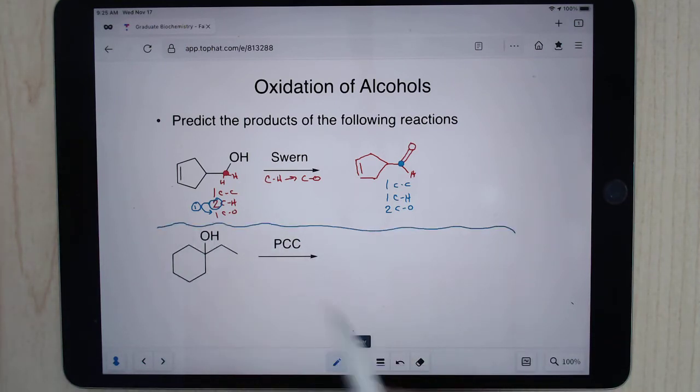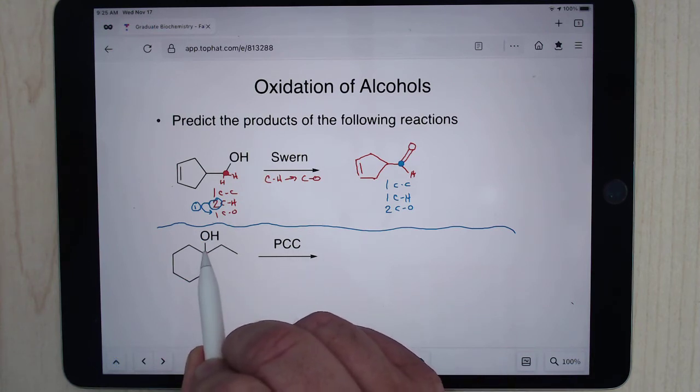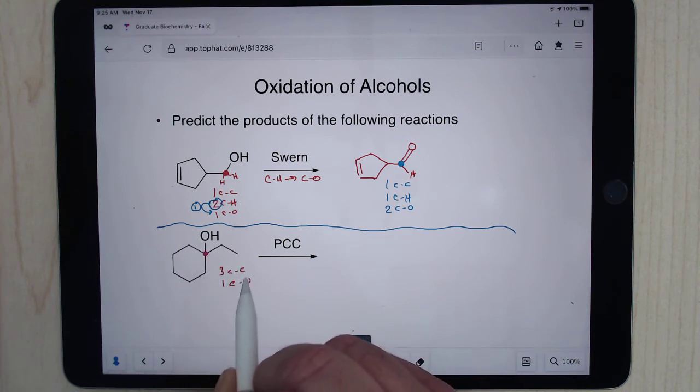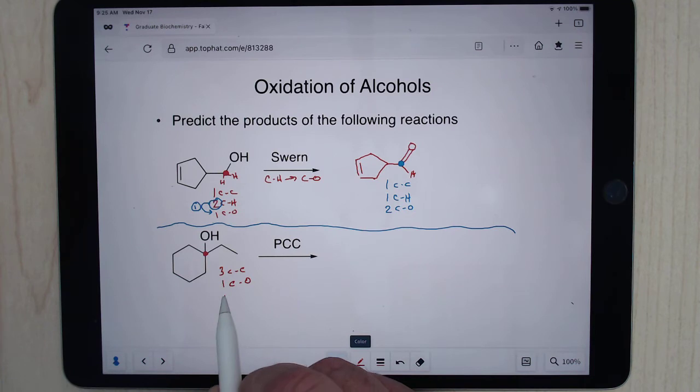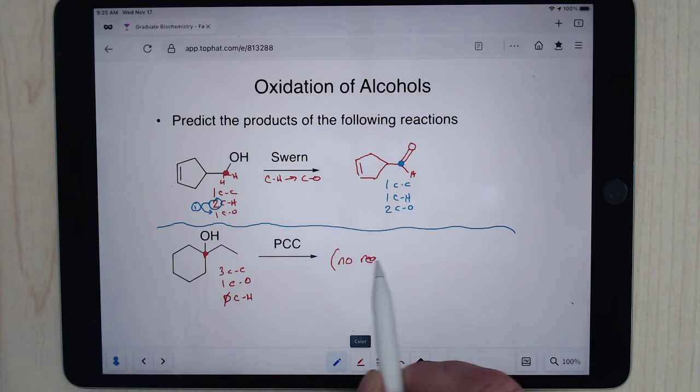With this one here, we're going to look at this carbon right here. We have 3 carbon-carbon, 1 CO, but we don't have any CH bonds. There's no CH bonds on this carbon here. So that means there's nothing that we can use to make an additional CO bond, so that means this is no reaction.